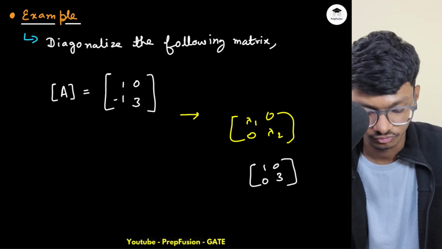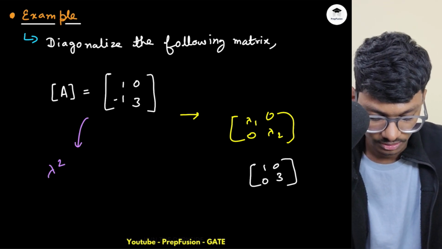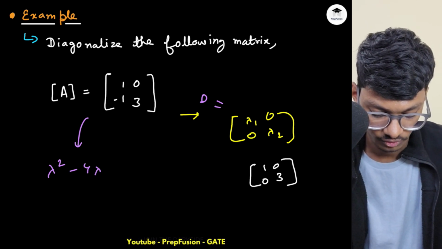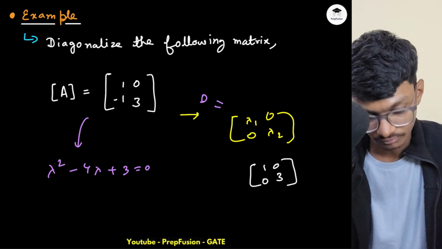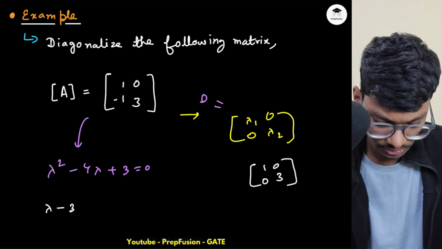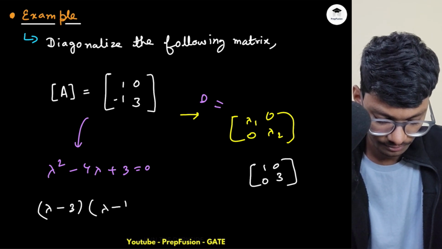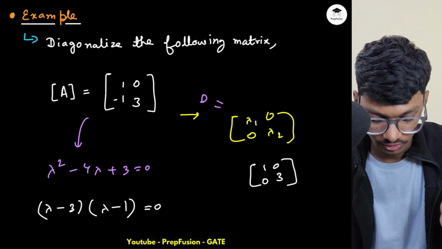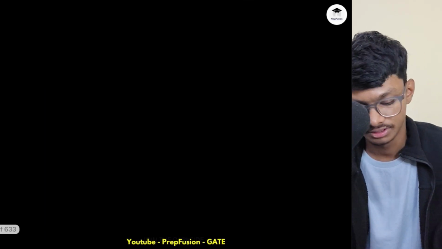We already found out the lambdas. I will write the characteristic equation: lambda square minus trace, which is 4 lambda, plus 3 equals 0. This is lambda minus 3 into lambda minus 1 equals 0. So lambda equals 1 and 3. That is correct. We've already found that. Now let's find the eigenvectors.